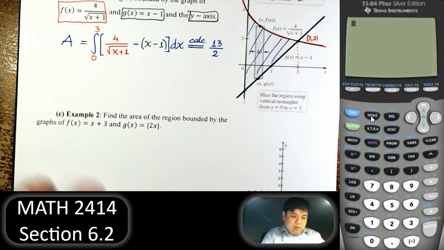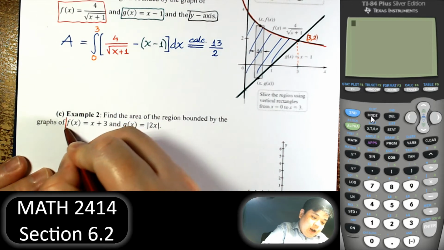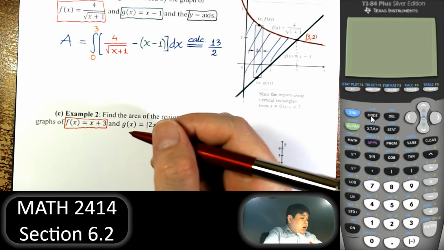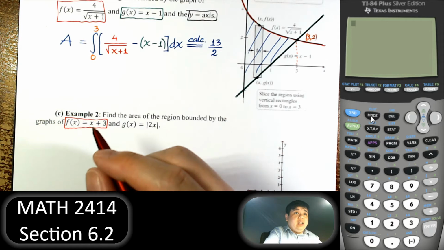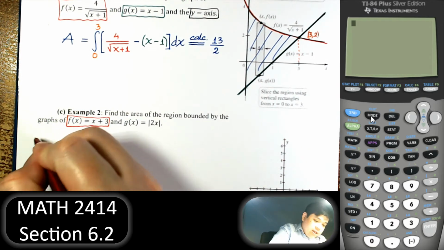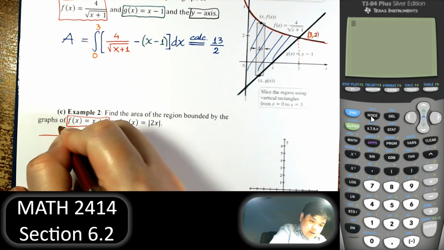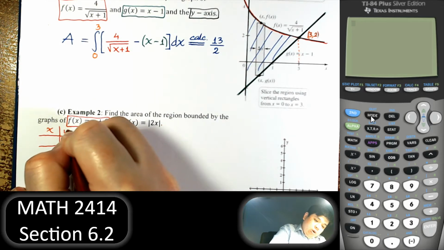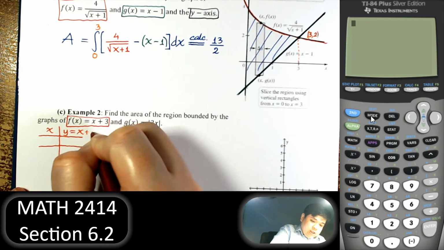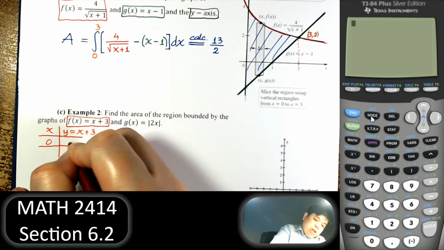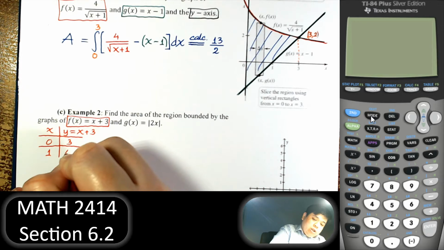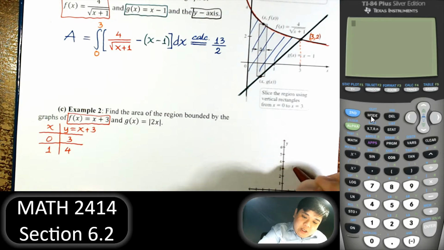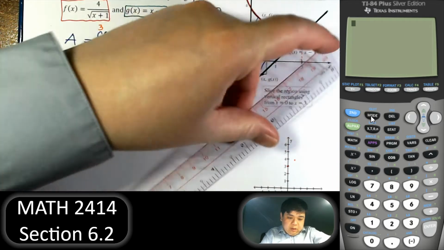So first of all, the function f of x equal to x plus 3. This is a linear function, a line, so we need 2 points. For f of x equal to x plus 3, when x equals 0, we get 3. When x equals 1, we get 4. So we have the line that has the points (0, 3) and (1, 4). So draw the line.